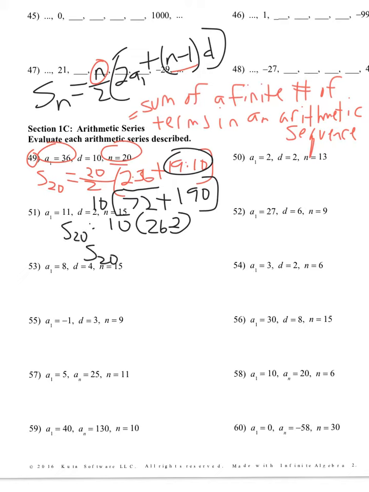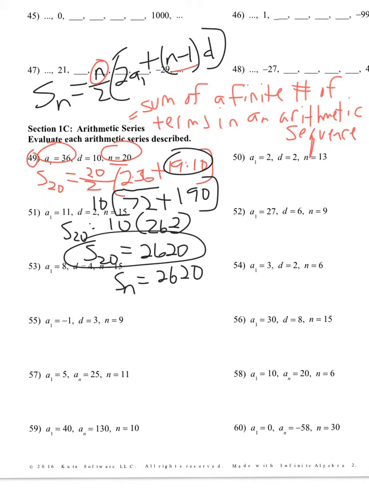So S20, if I take 10 and multiply by 262, I get 2,620. So you can say S20 equals 2,620, the sum of the first 20 terms in that particular sequence, or you could just say Sn equals 2620 and know that it's 20 terms you're summing up there.